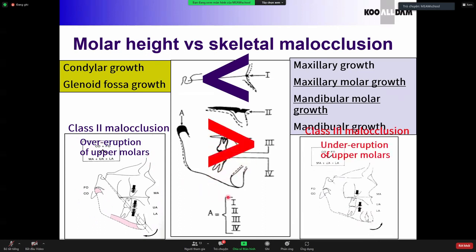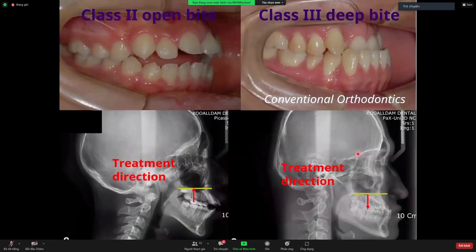On the other hand, the posterior part is greater than the anterior part. So this means, especially in under eruption of upper molars, it may cause class 3 malocclusion. So in conventional orthodontics, especially in a class 3 deep bite case, how can we treat this patient?